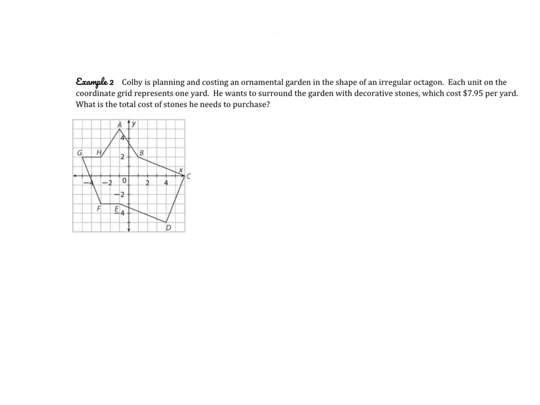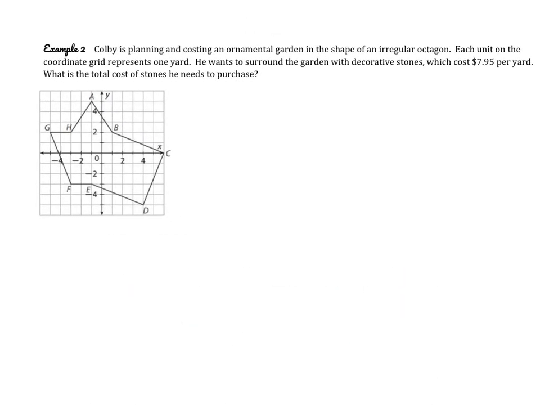Okay, so here, let's try this one together. We have more of an application-based problem here. So this says Colby is planning and costing, which means he's kind of making a cost analysis of an ornamental garden in the shape of an irregular octagon. Each unit on the coordinate grid represents 1 yard. He wants to surround the garden with decorative stones, which cost $7.95 per yard. What is the total cost of stones he needs to purchase?